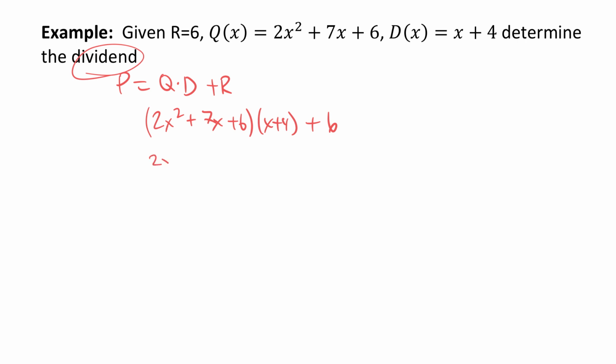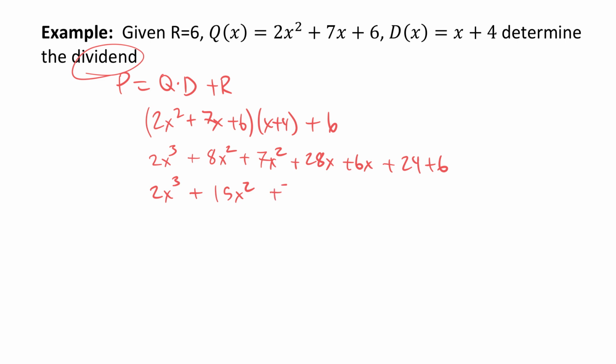So this would be 2x cubed plus 8x squared, 7x squared plus 28x plus 6x plus 24 plus 6. So we'll have 2x cubed, 15x squared, 34x plus 30. So that will be our polynomial.